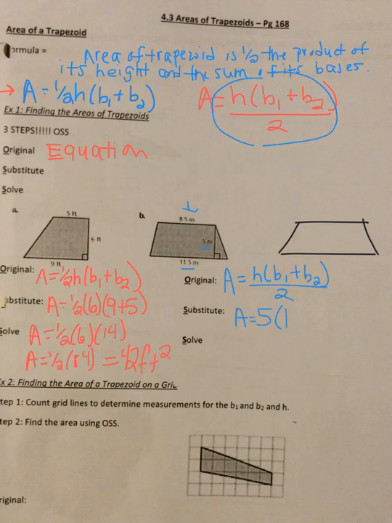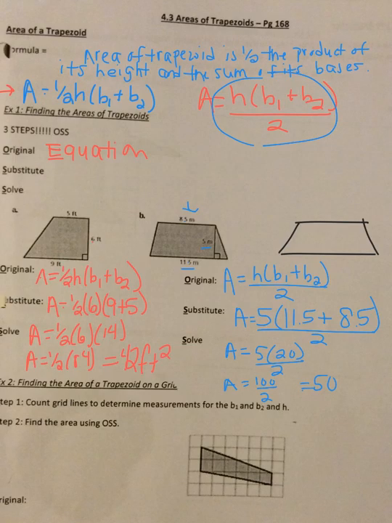And base 1, we've got 11.5. I know it's hard to see that 0.5, but that should be a 0.5. Plus base 2, and our base 2 is then going to be 8.5. Again, I know it's a little hard to see. Divide all of that by 2. Let's go ahead and solve now. A equals 5 times, when we add 11.5 and 8.5, we end up with 20. Divide by 2. We know that 5 times 20 is 100. 100 divided by 2 then, we end up with 50. And in this case, we are talking about meters squared.